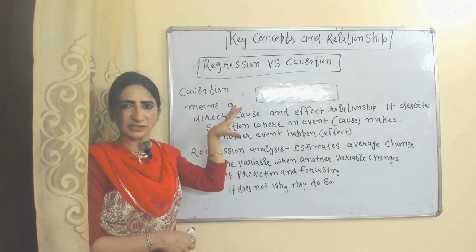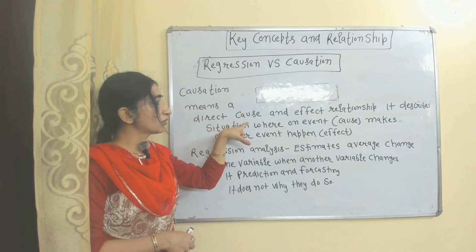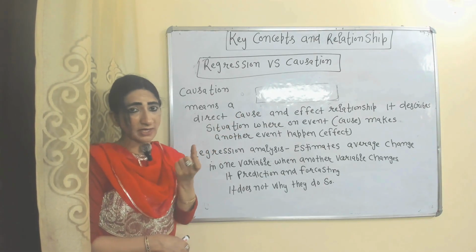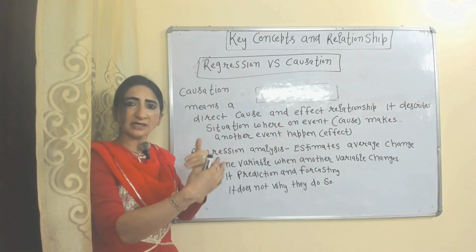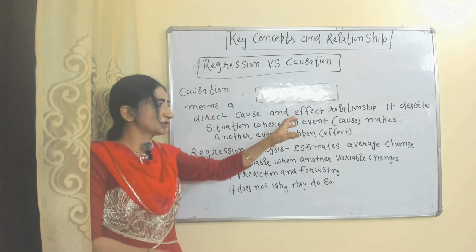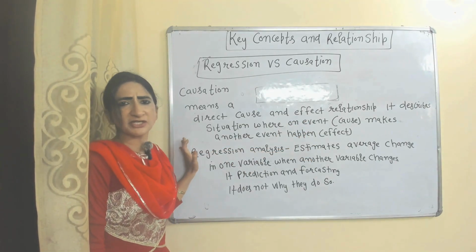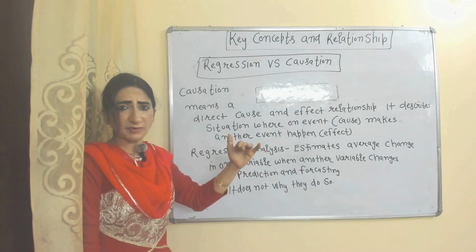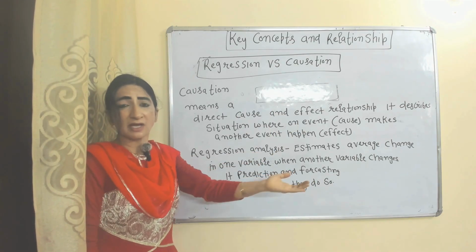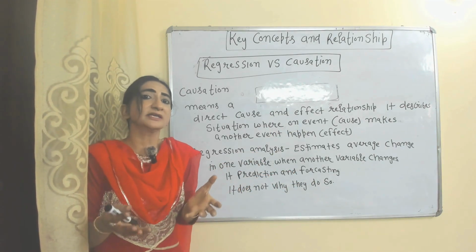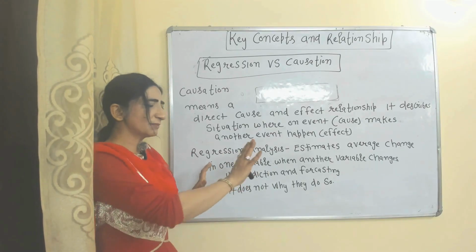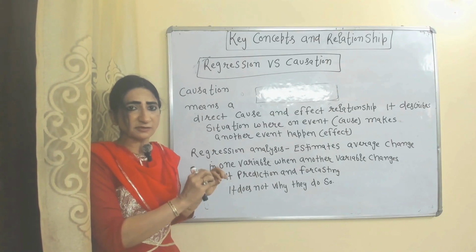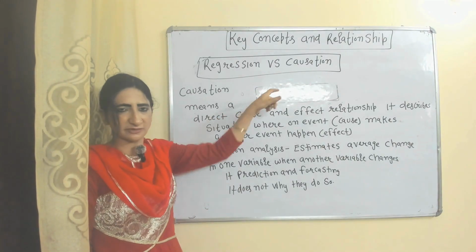Regression versus causation. Causation means a cause and effect relationship. It describes a situation where one event is a cause that makes another event happen, which is called the effect. Regression analysis just estimates the average change in one variable due to a change in another variable. But it doesn't explain why they do so. It just makes a prediction and a forecast. So we can say that regression analysis fails to prove causation.